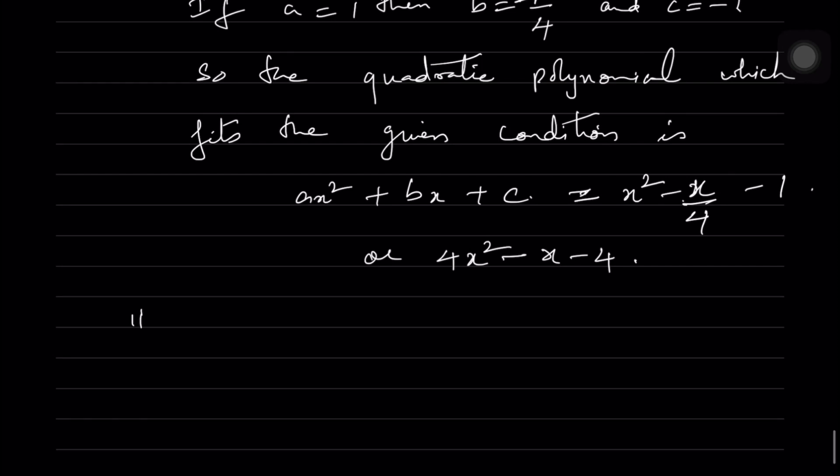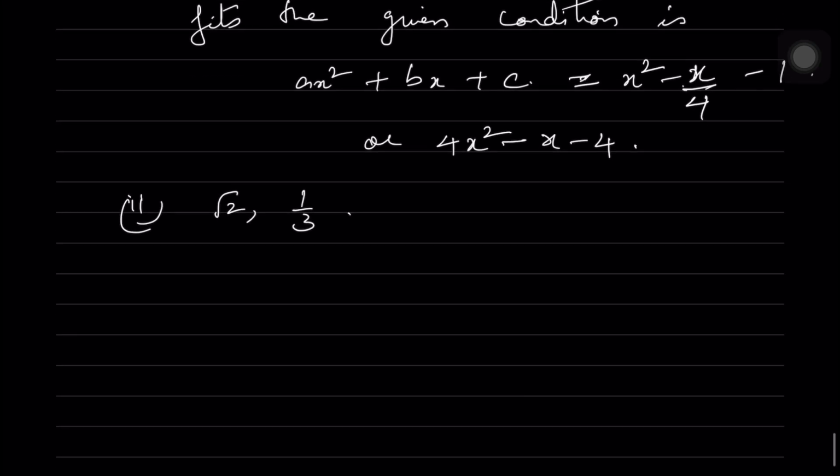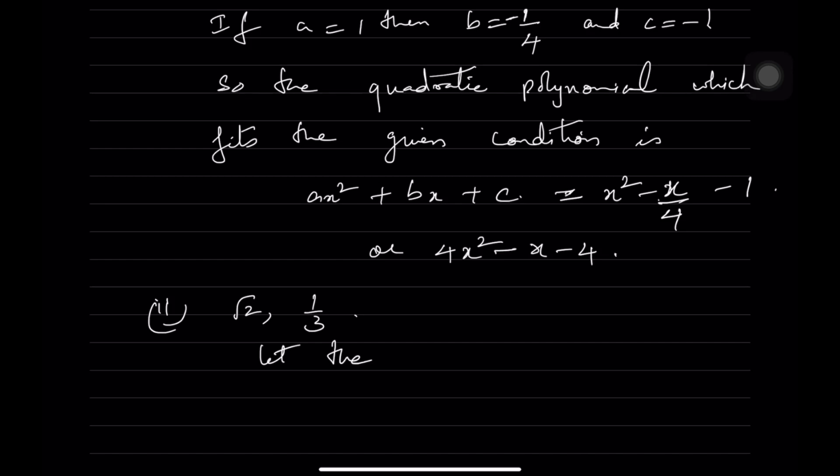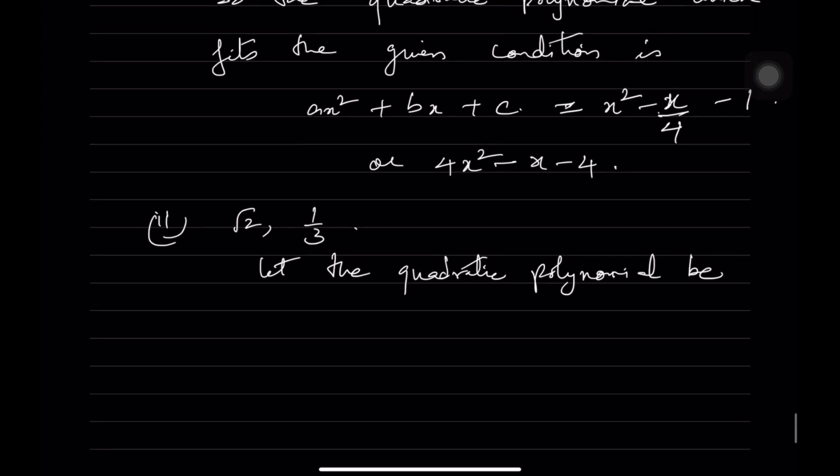Going into the second one. Here the quadratic polynomial which we considered, we are given the sum of the zeros is root 2 and the product is 1 by 3. So let the quadratic polynomial be ax square plus bx plus c, and alpha and beta be the zeros of this polynomial.